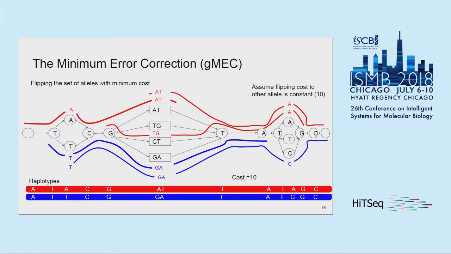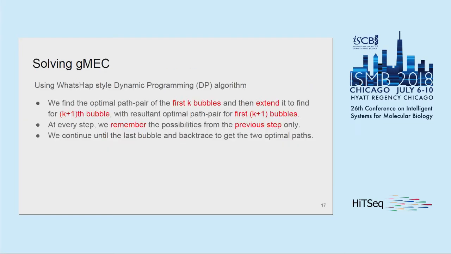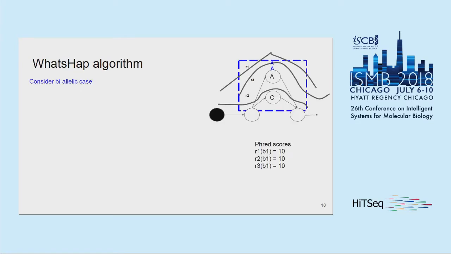And now in order to solve GMEC, we use a WhatsHap style dynamic programming algorithm. So the main idea here is we find the optimal path pair of the first k bubbles and then extend it to the k plus 1th bubble, with the resultant optimal path pair for the first k plus 1 bubbles. And at every step, we remember the information only from the previous step. And we continue this process until the last bubble and backtrace to get the two haplotype paths. So now I'll illustrate this algorithm through an example.